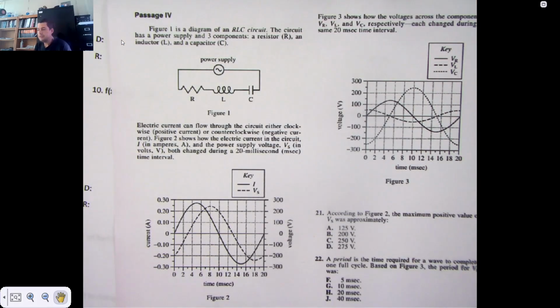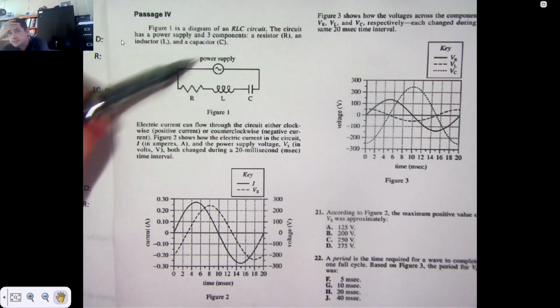ACT science, you've never seen any of it taught. Maybe some of it in physical science, but very unlikely. I mean, this is talking about power supplies and current and resistance. I don't think that's taught in high school, at least not in a traditional classroom. Anyways, we have some diagrams here.